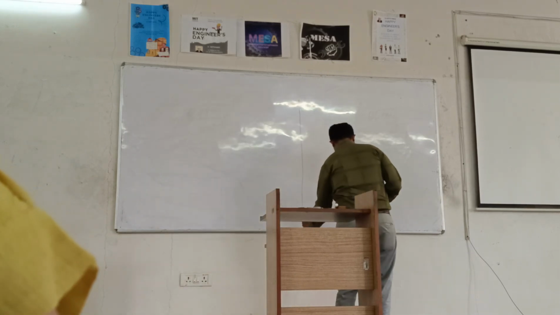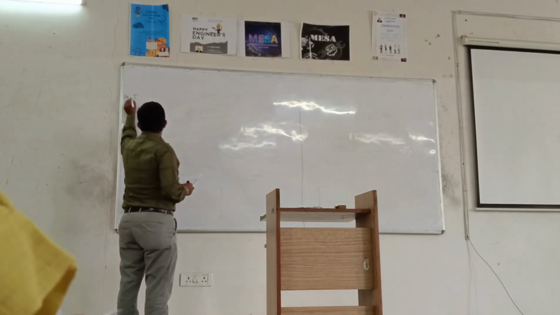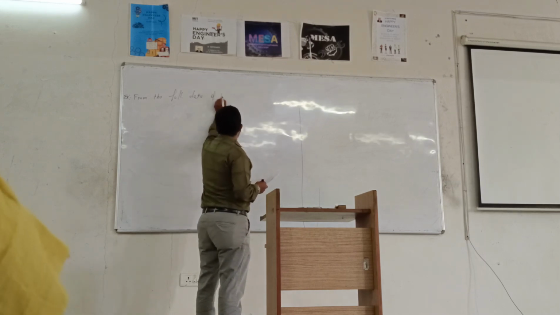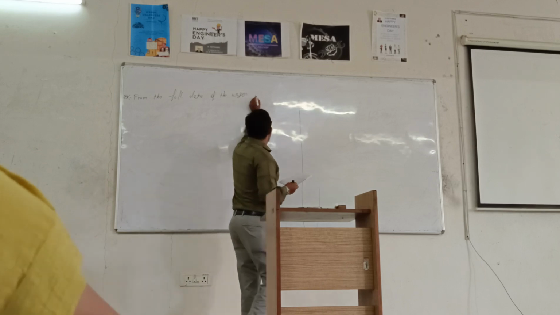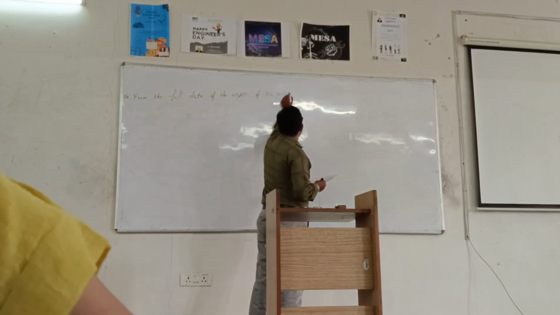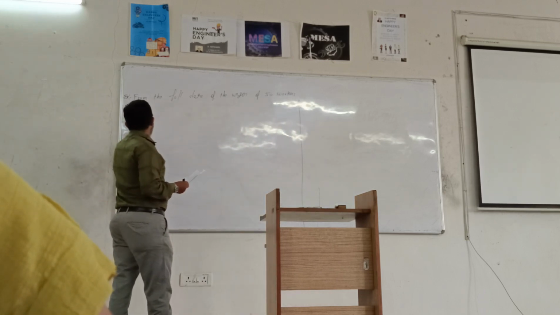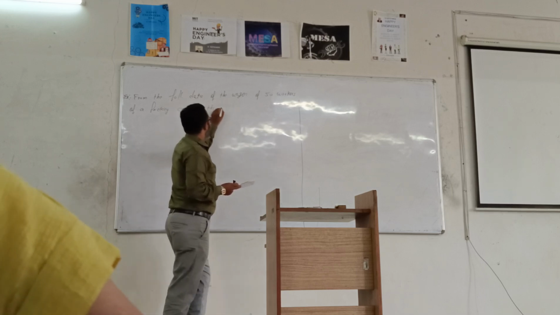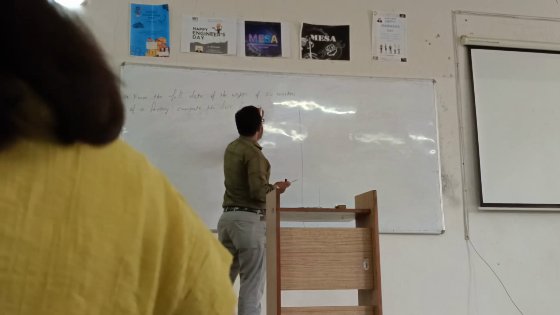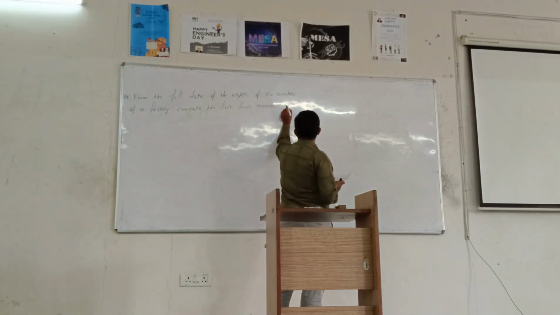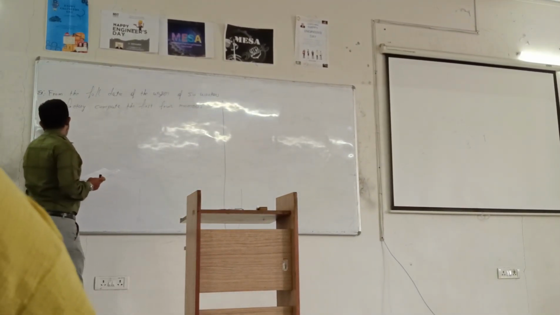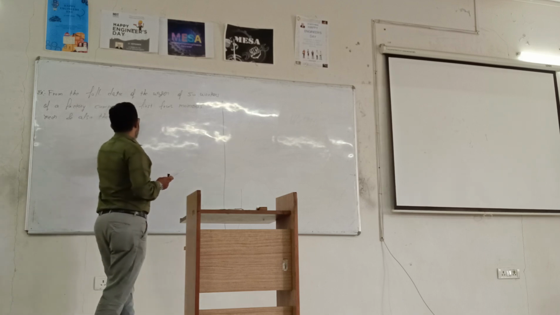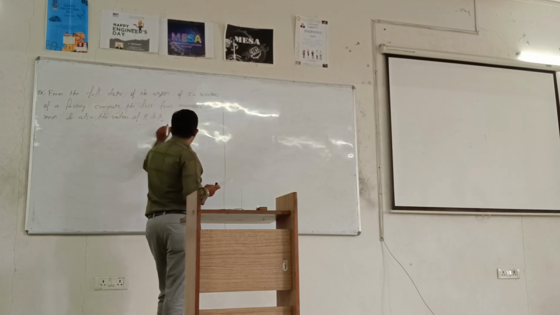Question is: from the following data of the wages of 50 workers of a factory, compute first four moments about A, and also the value of beta 1 and beta 2, and comment on it.